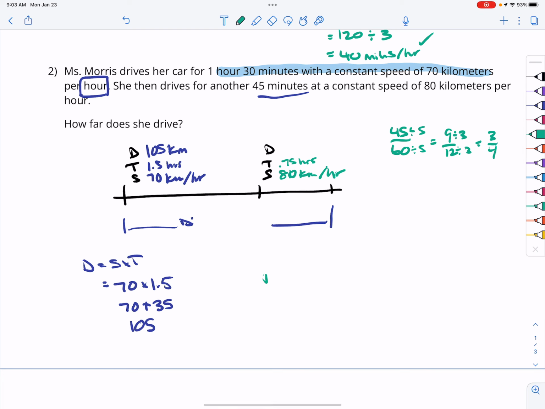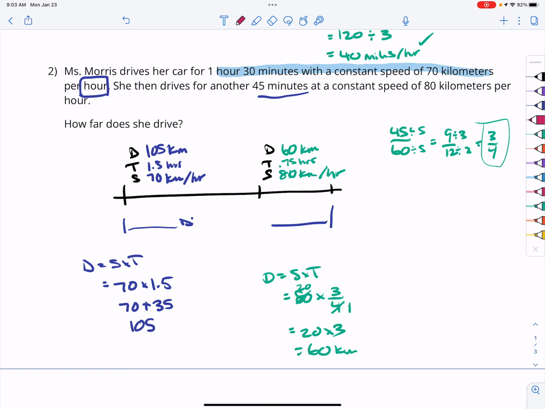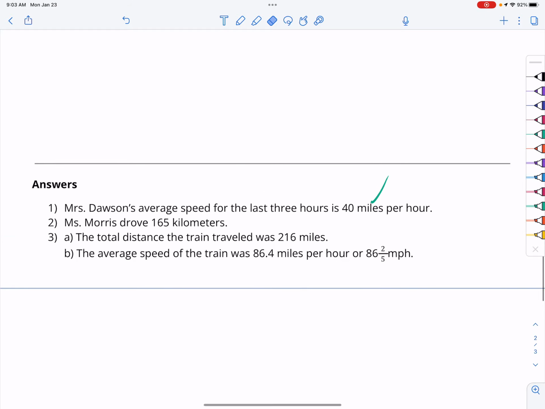Second section, distance equals speed times time. Speed is 80 kilometers per hour for 0.75. I'm going to use this fraction here because why not? So I'm going to simplify. I can divide by 4, and that's going to be 20. So we have 20 times 3, which is 60 kilometers. So then our final answer is going to be 105 plus 60 is 165 kilometers. So the distance she traveled was 165 kilometers, and check it out.